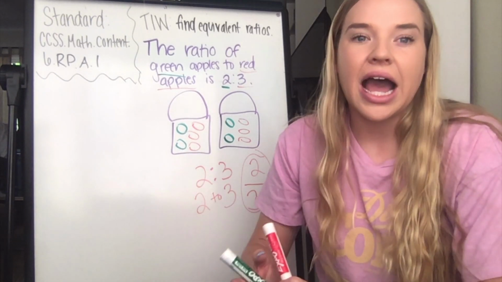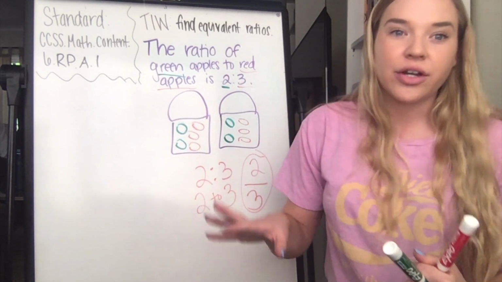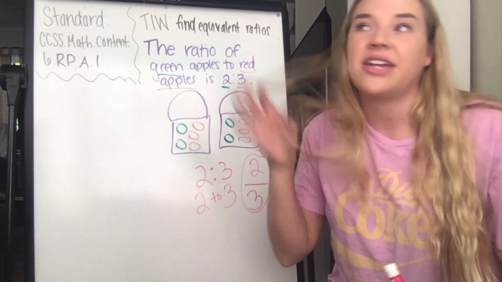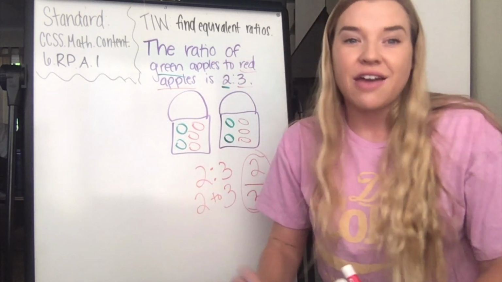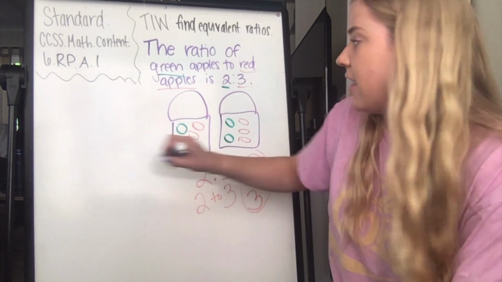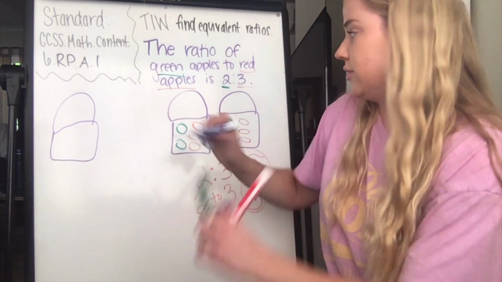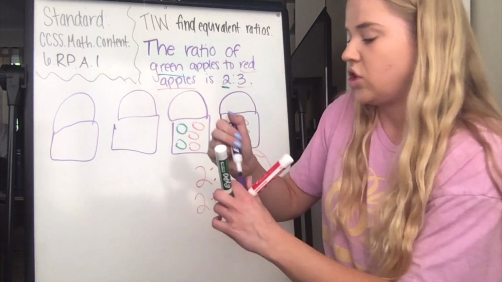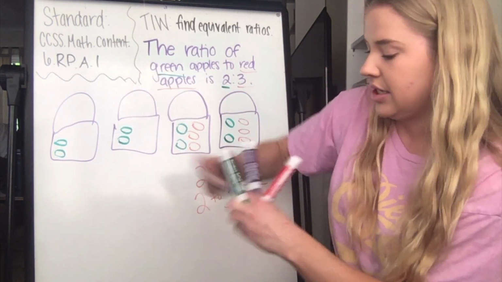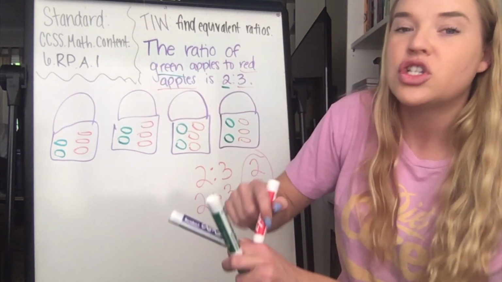So let's say I wanted to get 8 green apples, but these only come in packs of 2 green apples with 3 red apples. I can't just pick out my green apples. So if I wanted 8 green apples, I'm going to keep drawing this until I find out that I have 8. Already I have 4. I'm going to keep drawing my baskets. 5, 6, 7, 8. Because I know that I have to keep 3 red apples for every 2 green apples.